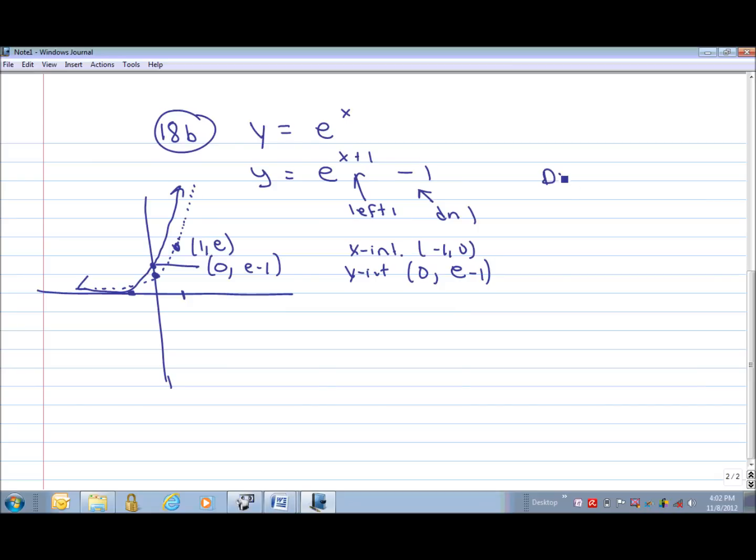Alright, I see what else we need. Domain and range. Domain, of course, would be all real numbers, negative to positive infinity, and the range would be everything greater. And of course, the range, our asymptote has moved down because we shifted the whole graph down, so our new asymptote is right here. I'm going to kind of squiggle it so you know it's an asymptote and not something else, and we're approaching that, and so it would be greater than negative 1. So from negative 1 to positive infinity. Alright, let's take a look at the next one.